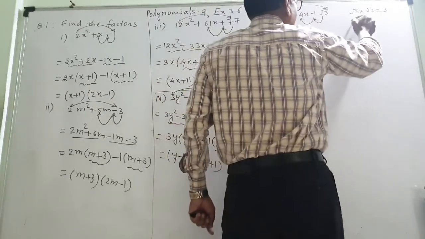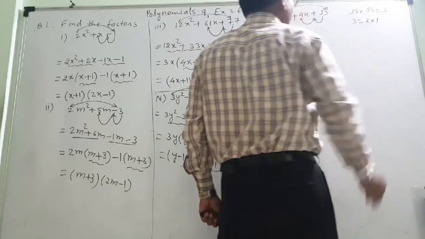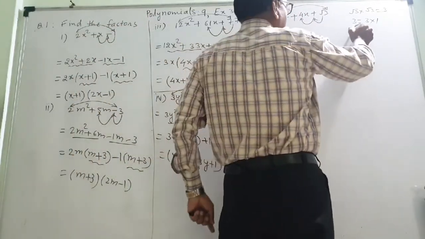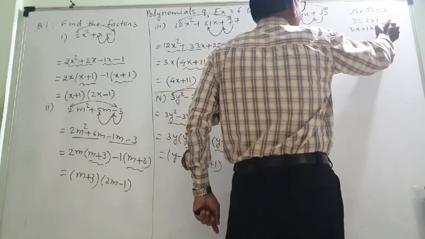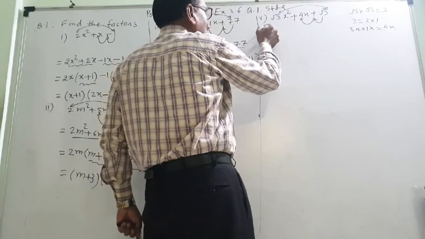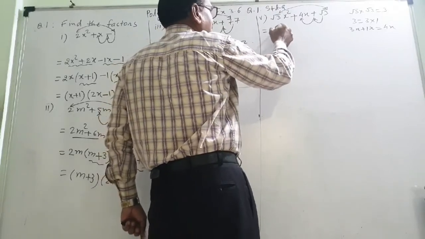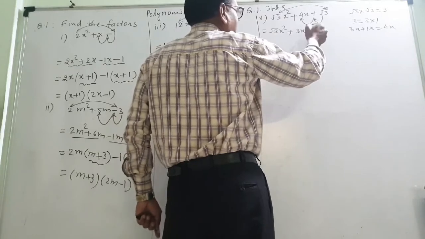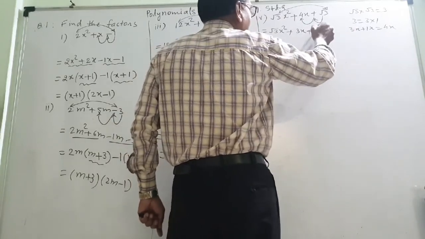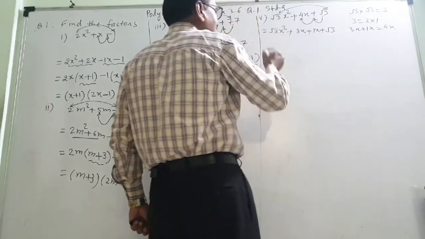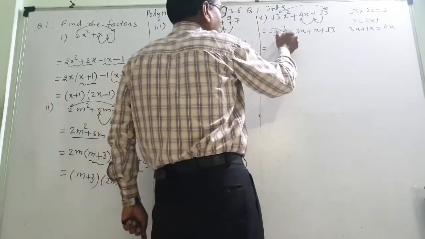This 3 is equal to 3 into 1. 3 plus 1 is 4. So 3x plus 1x is equal to 4x. So this is equal to root 3 x square plus this 3x plus this 1x plus this root 3. So that is equal to, now make the two groups.